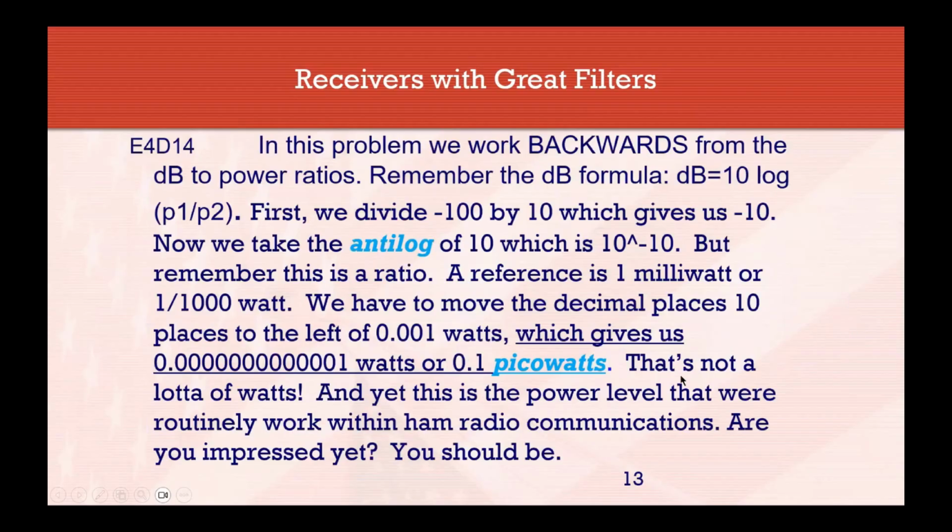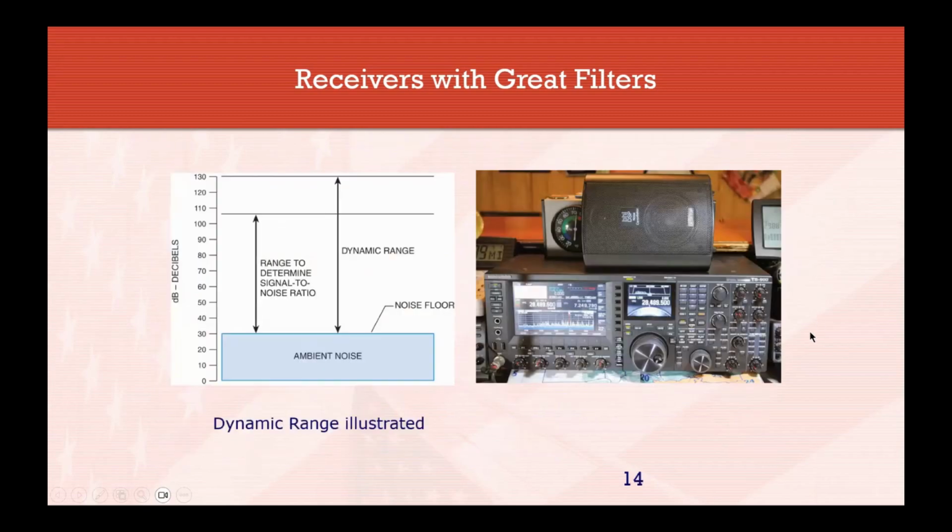And here we go backwards. The answer they're looking for is 0.1 picowatts. Again, if you want to do the logs, the anti-logs, and the math that goes with it, knock yourself out. I find it simpler just to remember that 0.1 picowatts is the answer that they're looking for. But at any rate, they're talking about the amount of signal power that's coming in on a radio. 0.1 picowatt, that ain't much, is it? That's pretty impressive.